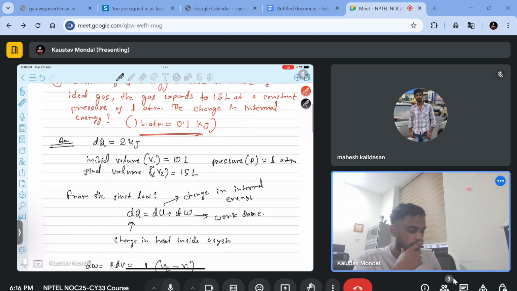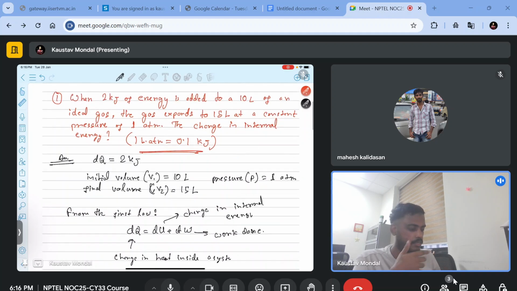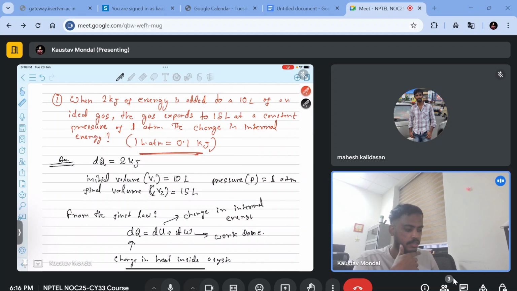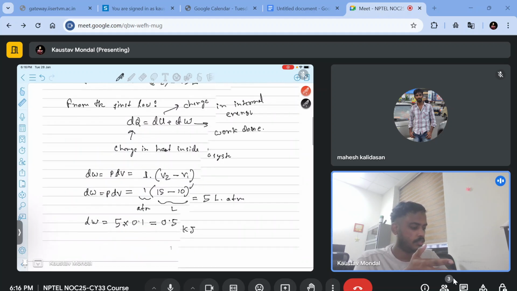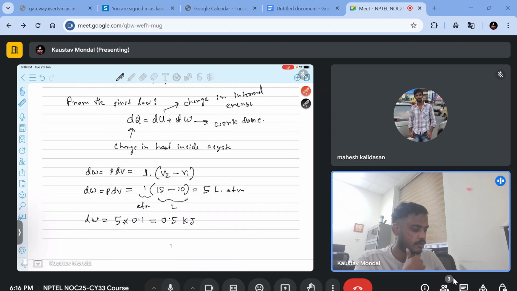So dq is given as 2 kilojoule, the energy that is added to the system. Initial volume is 10 liters and final volume is 15 liters. Against the pressure, we are doing the work, so that pressure is 1 atm. From the first law of thermodynamics, we can write dq equal to du plus dw. Dq is the heat, du is the change in internal energy, dw is the work done.